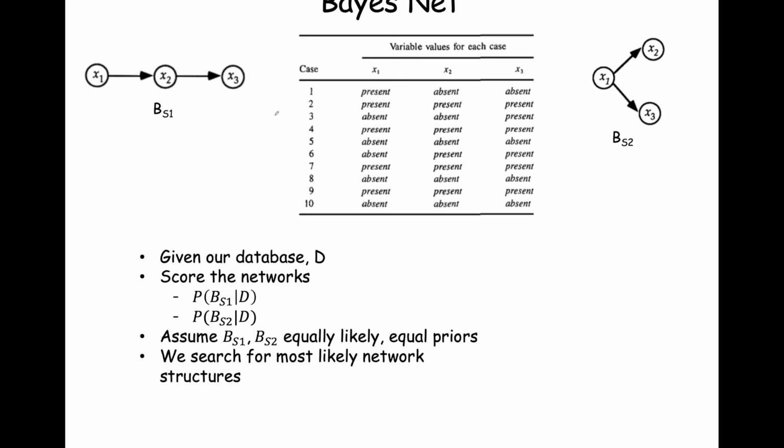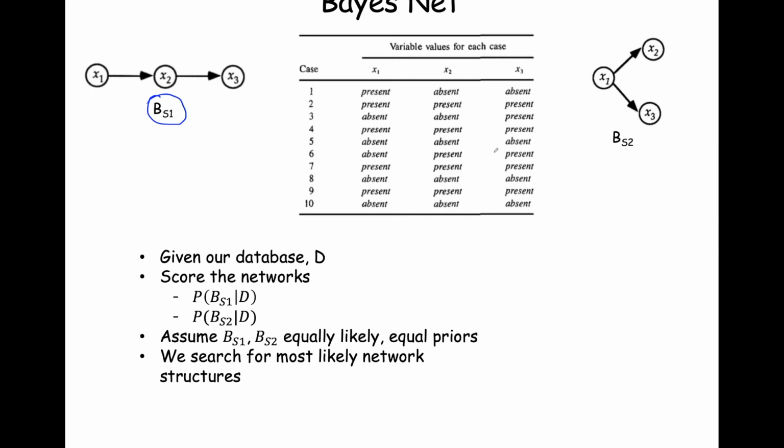Now we have our database, and let's assume we have two different Bayesian network structures. They're the same three nodes, x1, x2, and x3. This is our first Bayesian network, structure 1, the linear chain from before. Then we have this V structure, this branching Bayesian net, structure 2. x1 causally influences x2, and x1 influences x3. You could say x2 is causally dependent on x1, and x3 is causally dependent on x1.